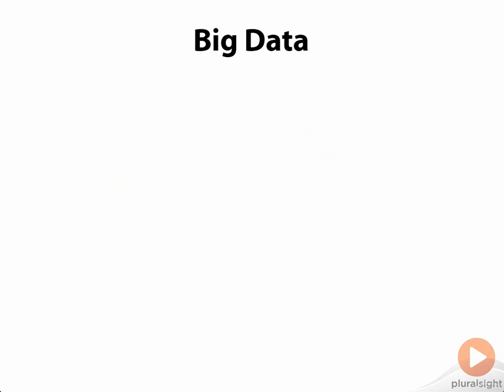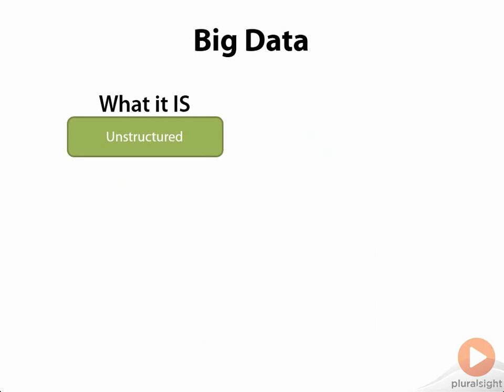So now let's move on to a little bit more about what big data is and what it is not. I'll start with what it is. I alluded to it earlier, but it's unstructured for the most part. These are documents that are stored, videos, images, all kinds of different data types and structures that don't fit neatly into rows and columns like a relational schema.